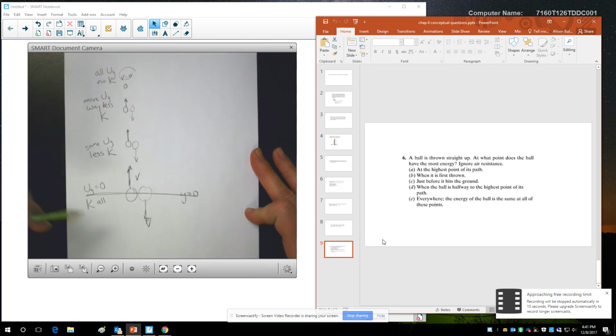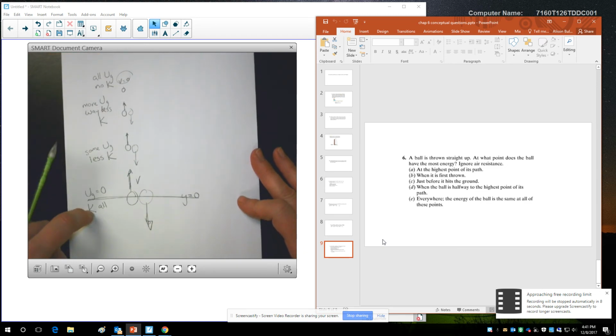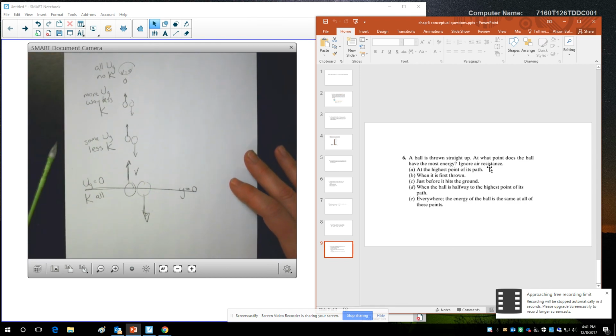All of the time, the total energy at each point adds up to be the same. So everywhere, the energy of the ball is the same, as long as there's no air resistance. The end.